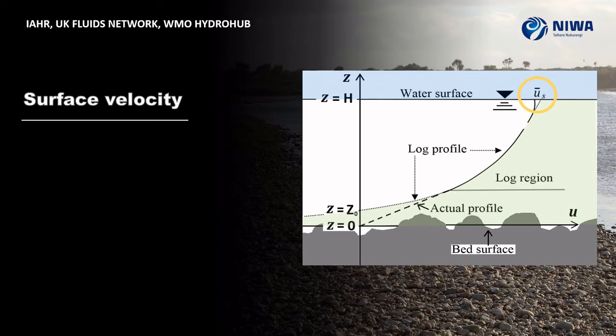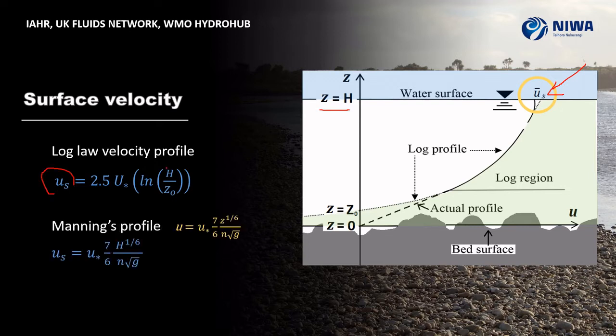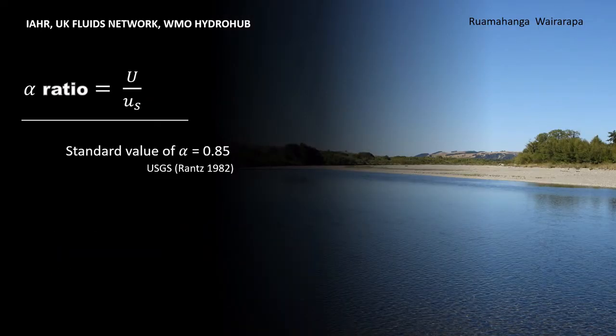From our profile equations, we can calculate the surface velocity. With the log law, we just substitute h for z in the log law, and this then gives us our surface velocity. Similarly with Manning's profile, this is the equation which when integrated will give Manning's equation. We substitute again for h and we get a surface velocity. So we can now get a theoretical alpha value by dividing the mean velocity equation by the surface velocity equation. And you'll all know that the USGS recommends a value of 0.85.